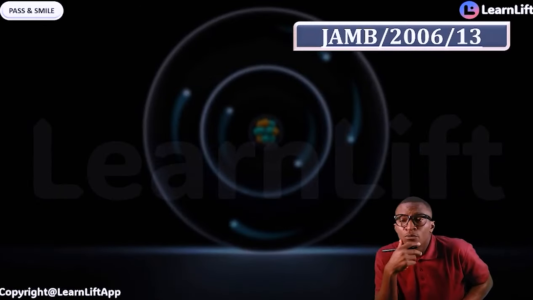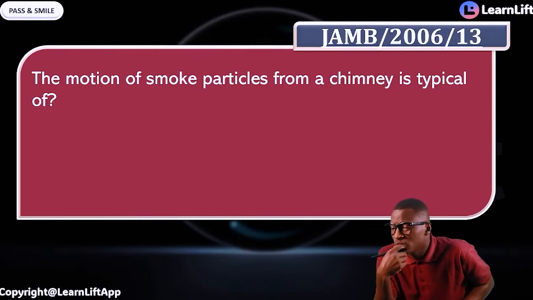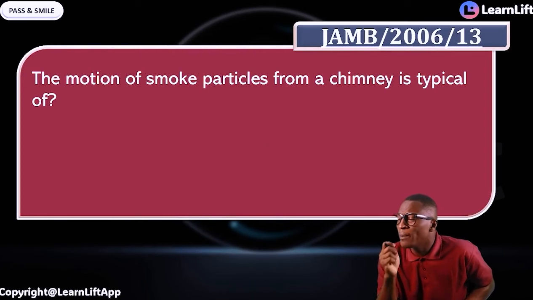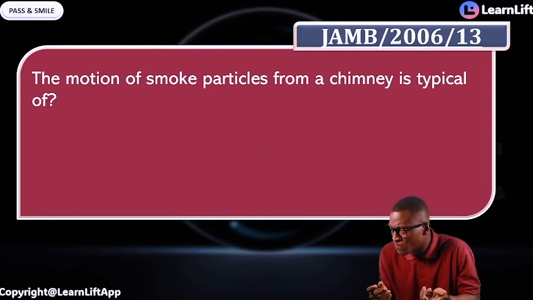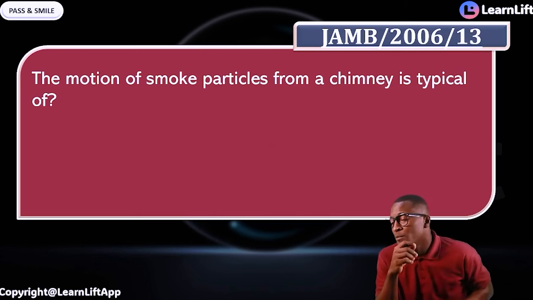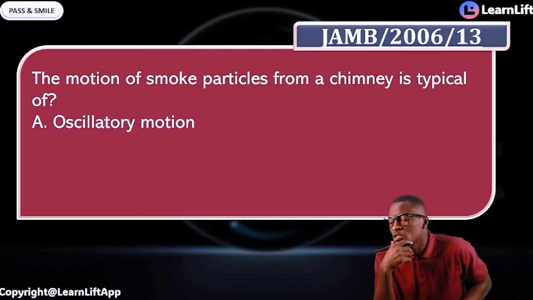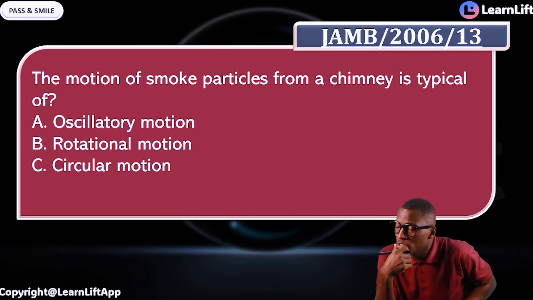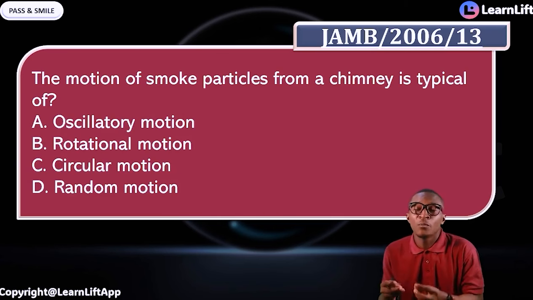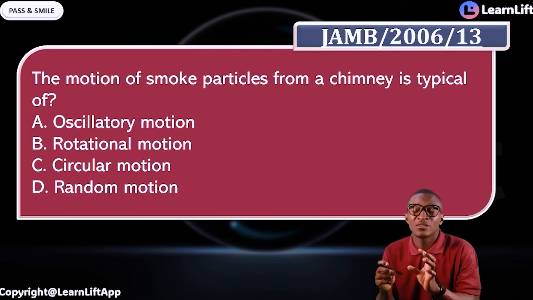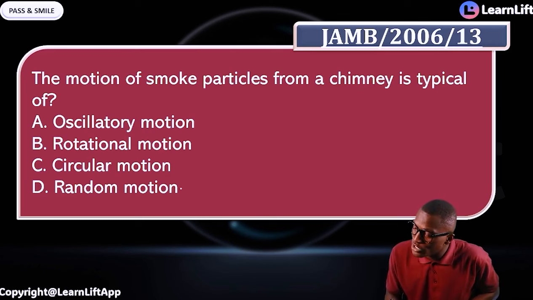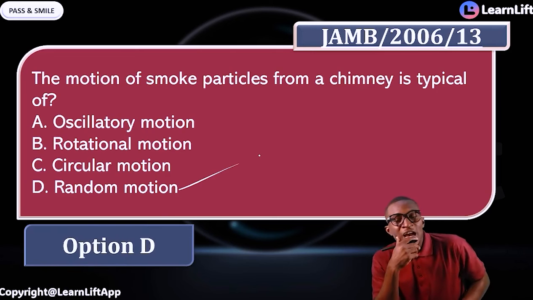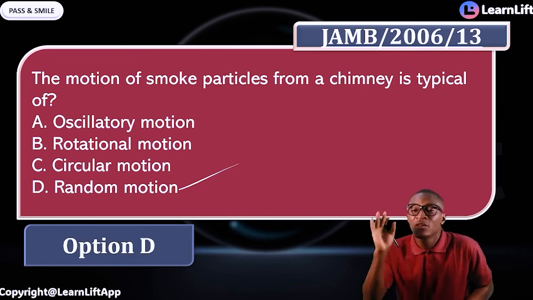Now see JAMB 2006 question 30. The question says the motion of smoke particles from a chimney is a typical example of: A, oscillatory motion; B, rotational motion; C, circular motion; D, random motion. Smoke contains particles, and those particles are constantly in random motion, making option D the answer. Are you feeling me? Did you get all that? That is 3 questions from JAMB.